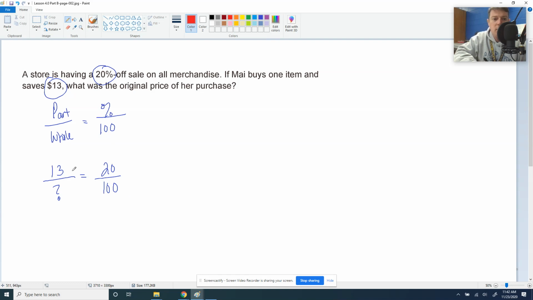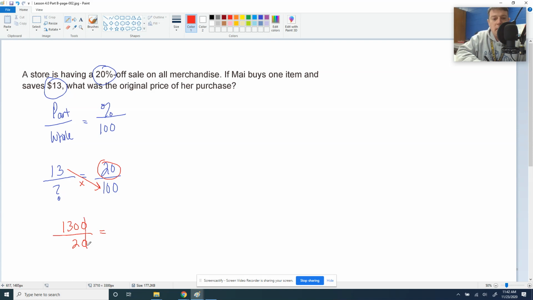Some of you might have learned this in elementary school. You can multiply the numbers that are diagonal from each other, 13 times 100, and you take that product and you divide by the other number that's left over, which in this case is 20. And that will tell you what the question mark is.